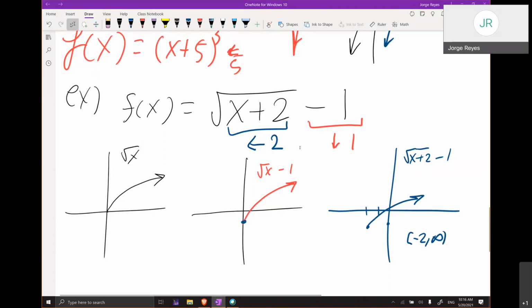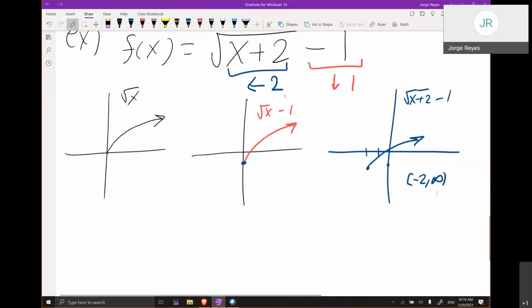And it doesn't matter the order for shifting. I could have done this one first and then the minus 1. That probably would look a little more normal, actually, but whatever.